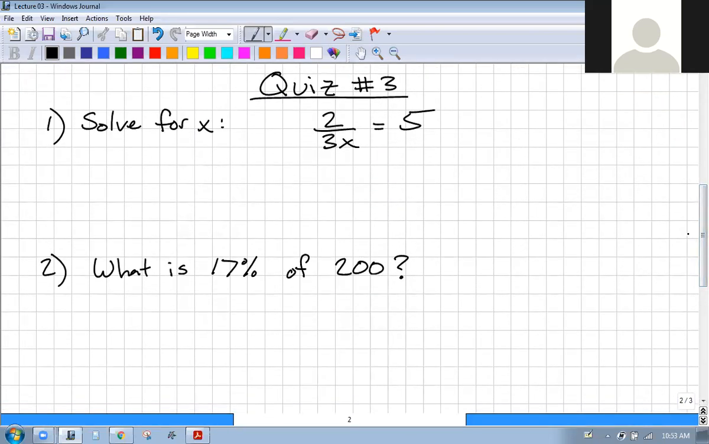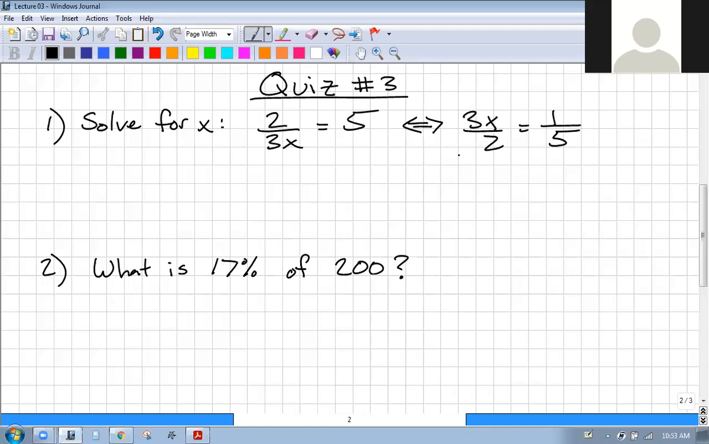All right, so number one we need to do here is, since the variable's on the bottom, what do we do? Somebody tell me. We're going to flip them. Yeah. And then divide both sides. Yeah, make sure you flip both sides. That's critical.